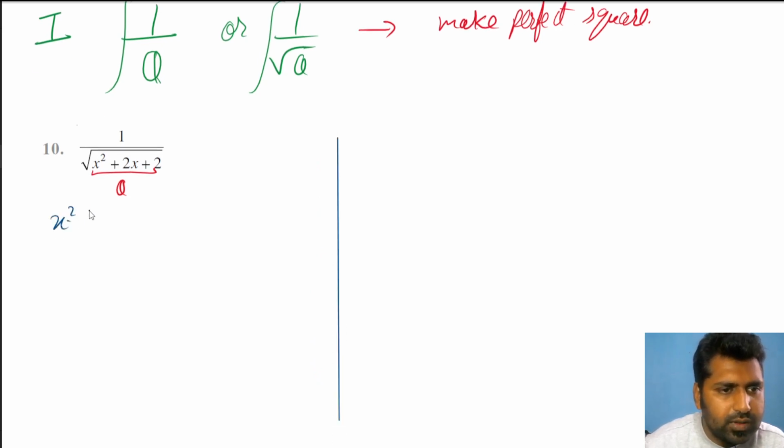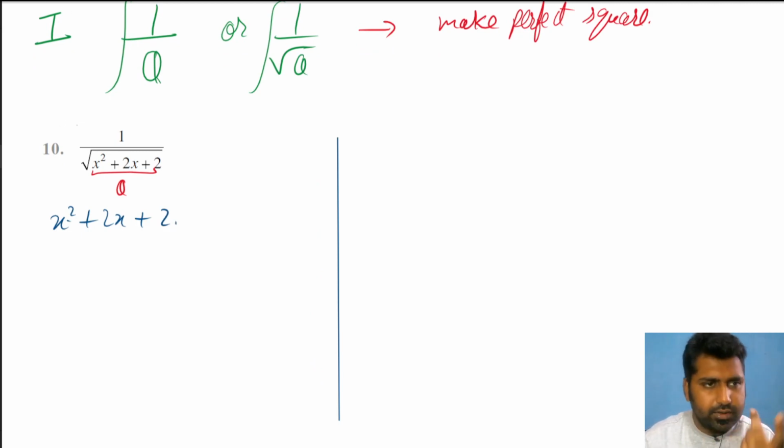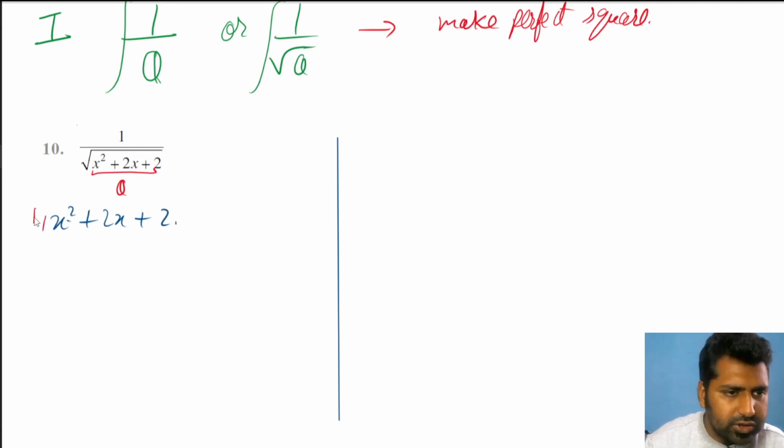So we have x square plus 2x plus 2. In order to make the perfect square, there are certain conditions that you need to follow. First thing, make sure the coefficient of x square is 1, which is already 1, so good. If it is not, you take it out common by force. Then whatever is the coefficient of x, you take that coefficient, 2, divided by another 2. If it is 2, divide by 2. If it is 3, divide by 3. Whatever is the coefficient of x, divided by 2.